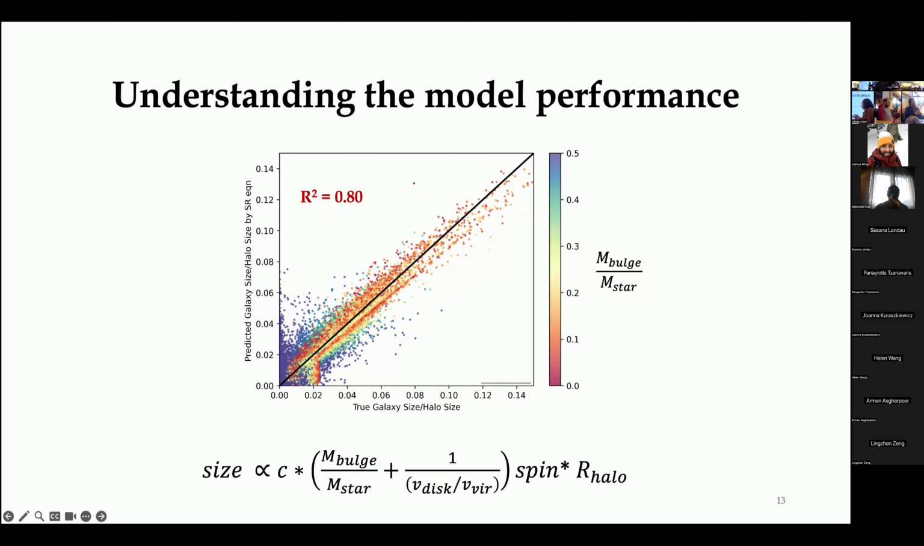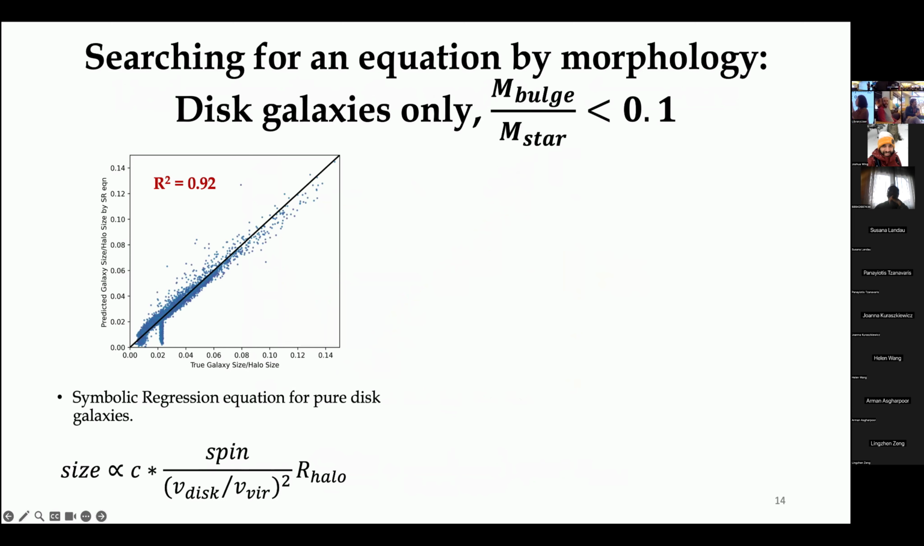And so with this, we're encouraged to now search for an equation by morphology, where we now use only a subset of perfectly disk galaxies. So we choose just perfectly disk galaxies. We feed those into the symbolic regression tool, and then we come up with another equation, which is size is proportional, again, to spin times R halo, which is promising because we expect that to be the case, divided by V bar squared. So we see here that there's no M bulge, M star term, which again makes sense in the case of perfectly disk galaxies, we do not have a bulge.